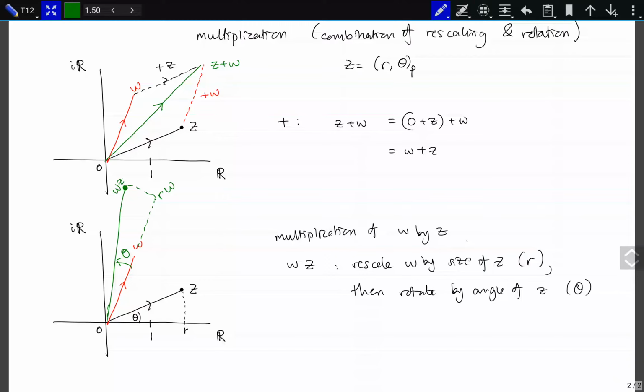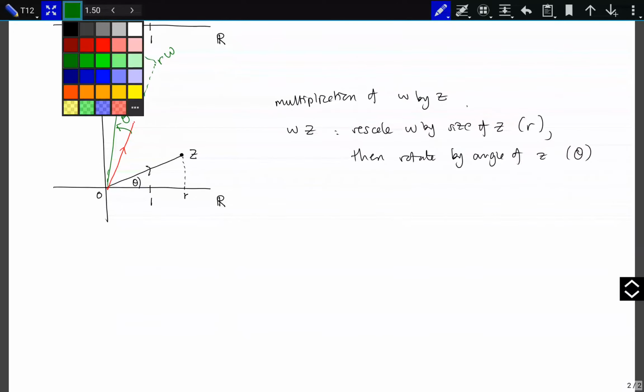And so maybe it's an exercise to think about why wz is actually equal to zw as well. zw would be rotating z by this, multiplying z by the size of w, so it gets up to about here, and then adding on the angle of w, so you add it all the way up to over here.